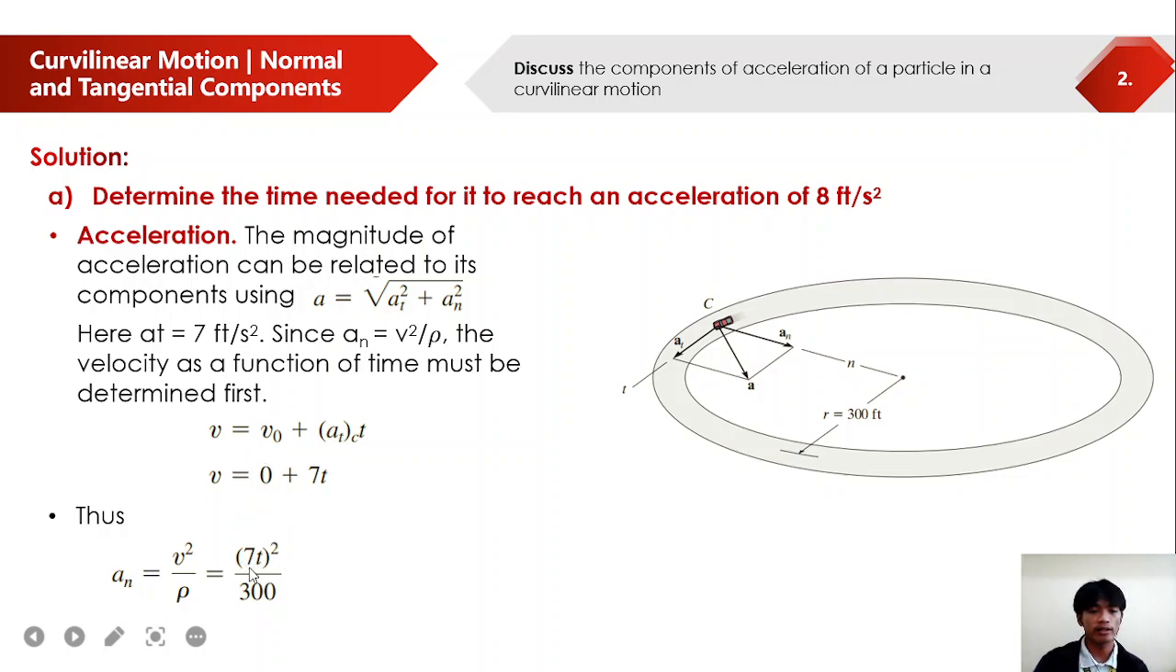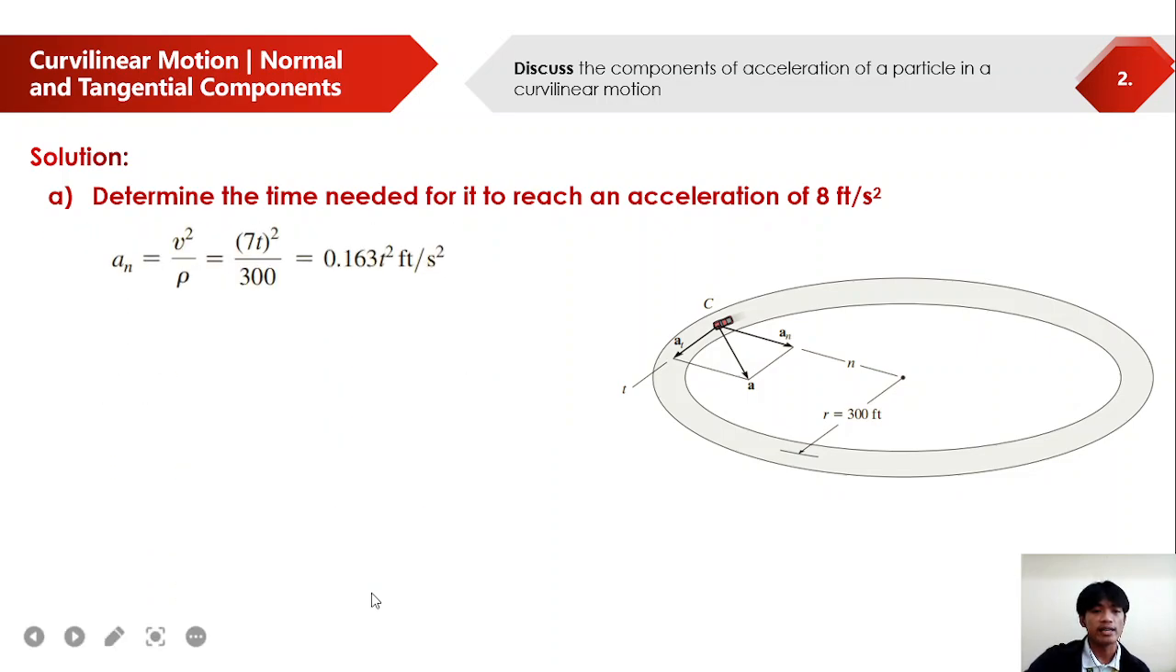So (7t) squared over 300. Since this is given, this is the radius of the curvature, which is the radius of the circle, which is 300. So we have (7t) squared over 300, which is equals to 0.163 t squared feet per second squared. That's for your a sub n.